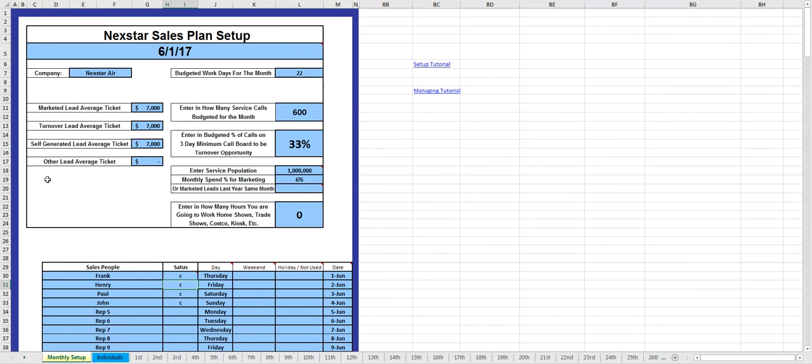So again, this is the tool that's designed to obviously help you drive your business. I am going to go ahead and add another link here as a setup tab for turnovers, for selling technicians, just so I can walk you through that as well.